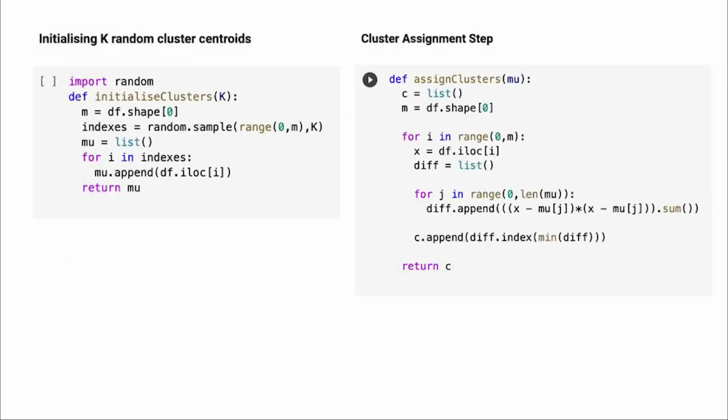So now we have accessed our dataset and we have pre-processed our dataset as well using feature scaling. Now we have to do the algorithmic part, the mathematical part. So as you would remember, the first step was to just initialize k random cluster centroids.